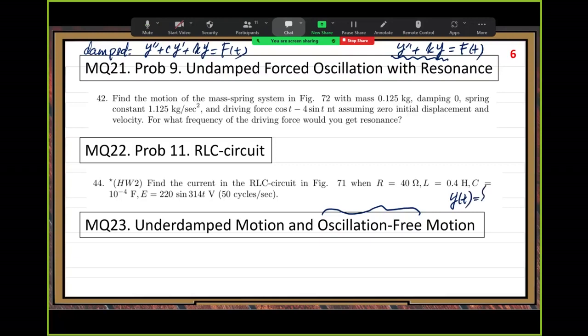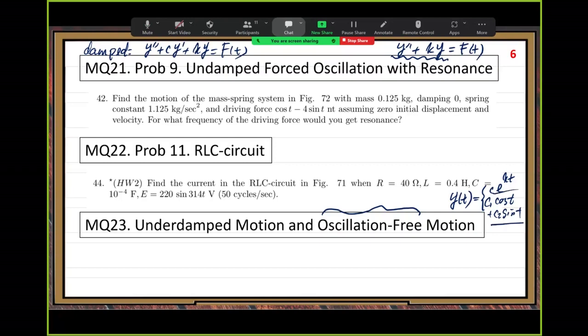okay. Basically, we have two types. One type is the E function, the exponential function. Another type is C1 cosine some t plus C2 sine some t. Okay?